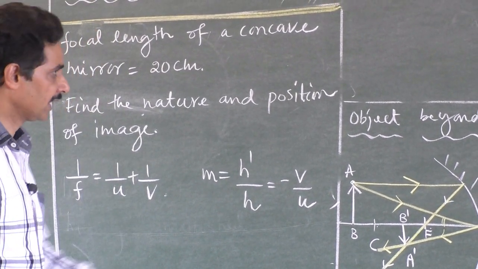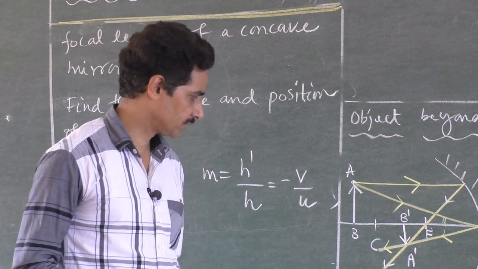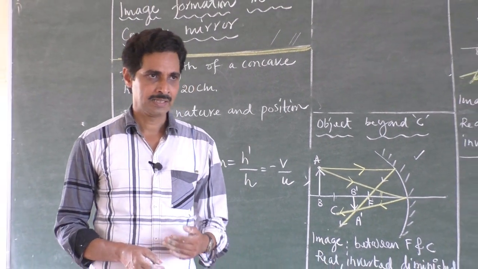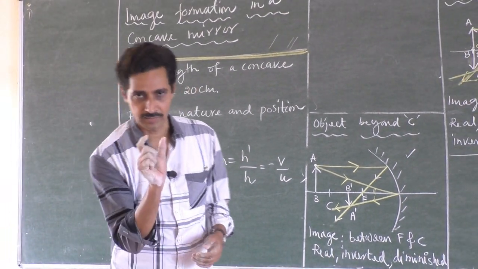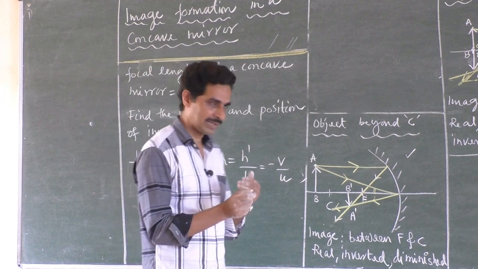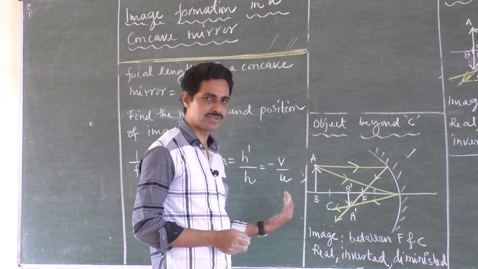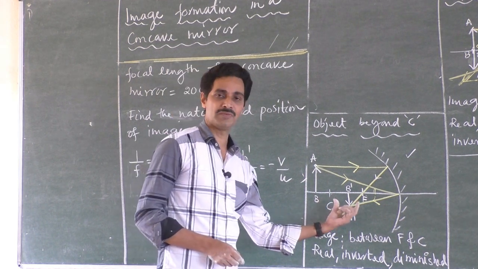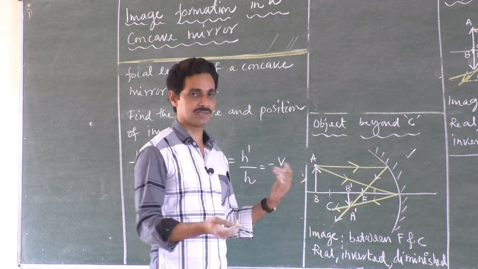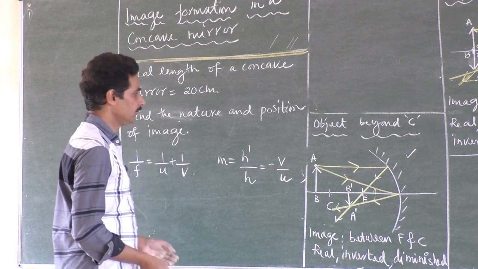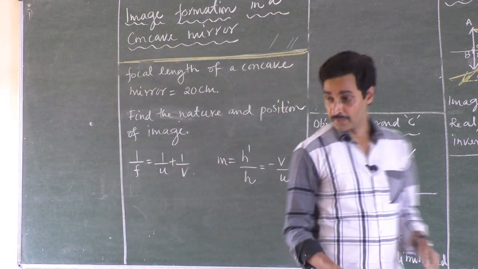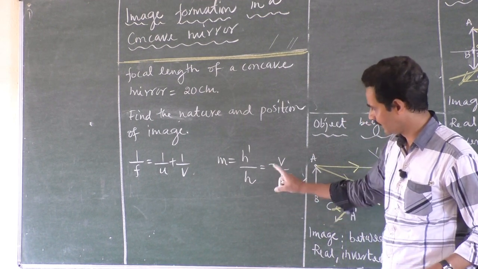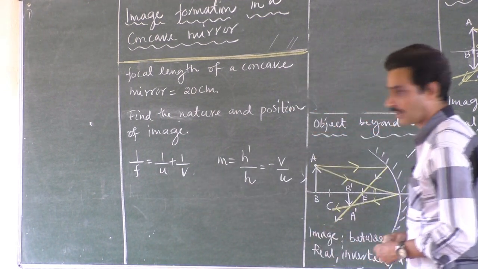Now, we will come to this position. Object beyond C, image is between F and C, and the image is inverted, real, smaller. Technique of remembering: anything beyond C is larger, anything between F and C is smaller. So now we are getting the image between F and C, smaller. Object beyond C, larger. Right. Now we will solve this condition. So, magnification formula h dash by h is equal to minus v by u. We have a minus here. We don't have a minus in the mirror formula.